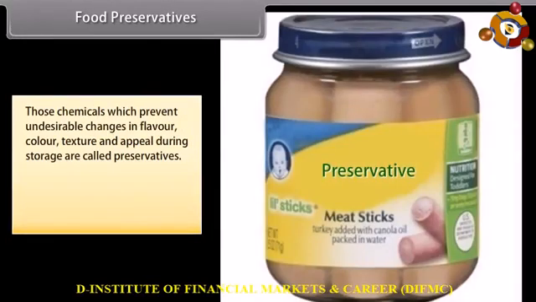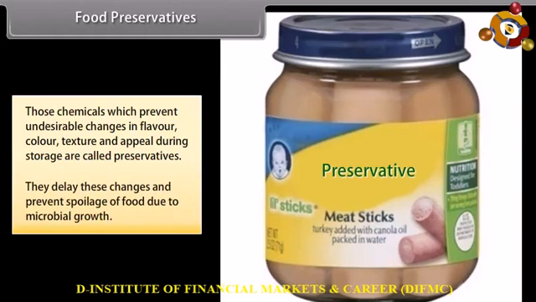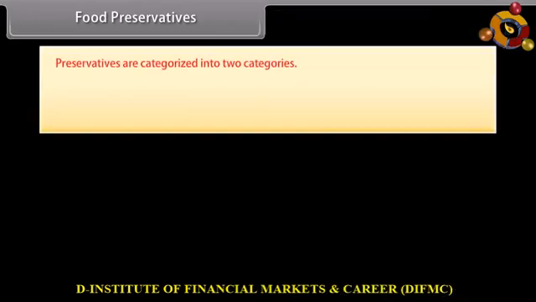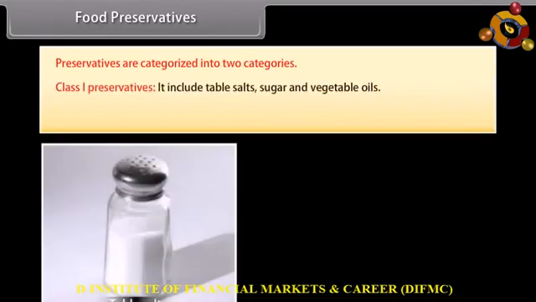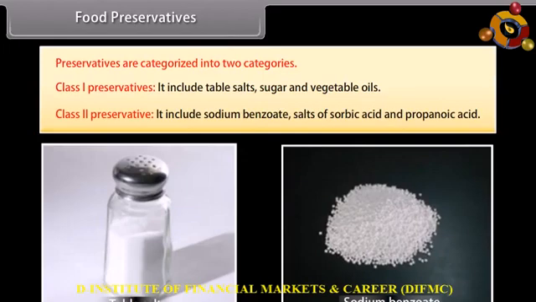Food preservatives. Those chemicals which prevent undesirable changes in flavor, color, texture and appeal during storage are called preservatives. They delay these changes and prevent spoilage of food due to microbial growth. Preservatives are categorized into two categories. Class 1 preservatives include table salt, sugar, and vegetable oils. Class 2 preservatives include sodium benzoate and salts of sorbic acid and propanoic acid.